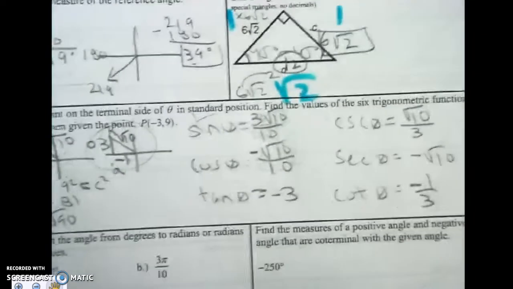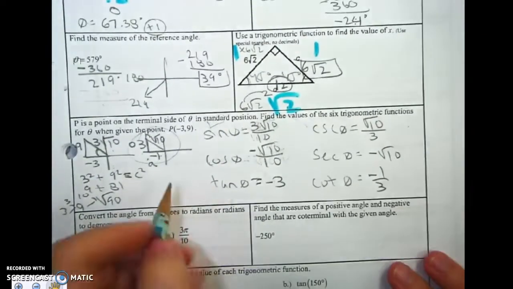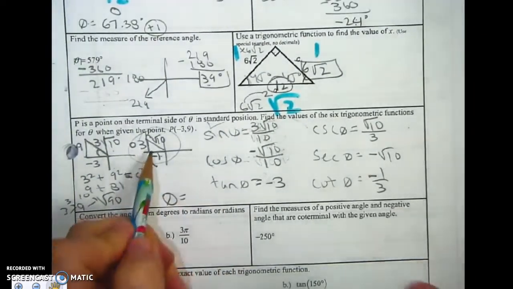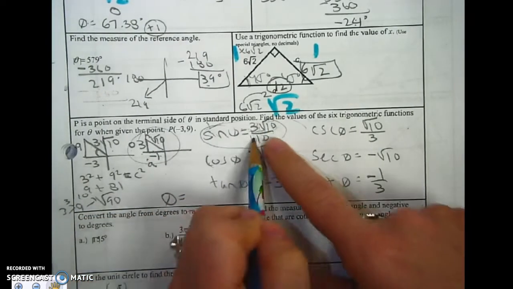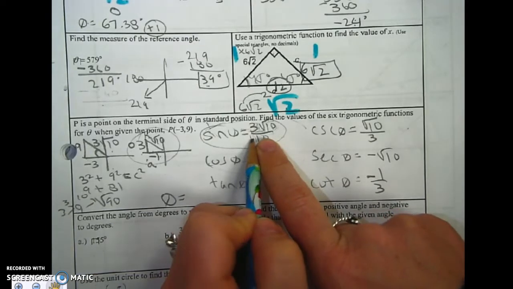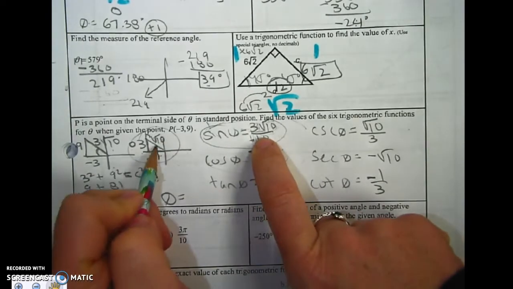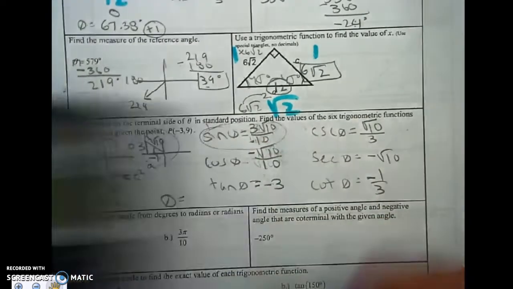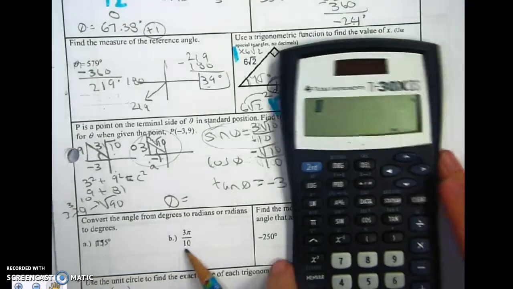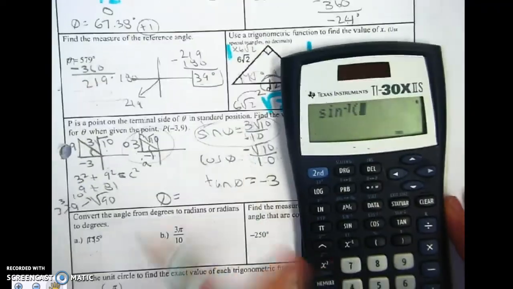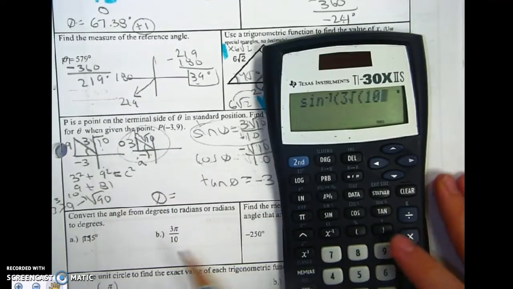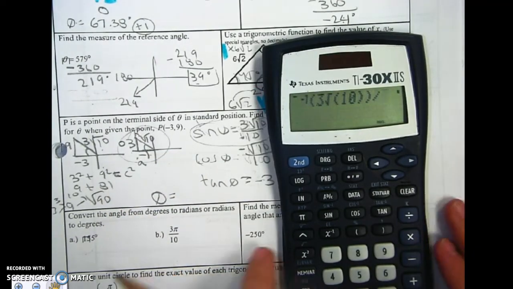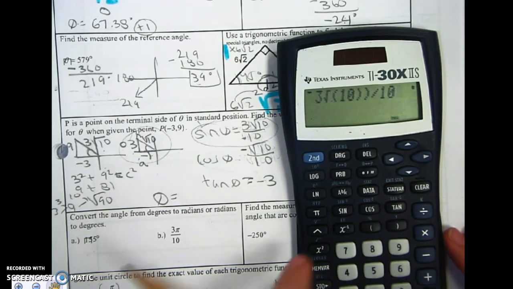The last thing I have to do is find theta. Well, I know theta is in the second quadrant. Here's the truth. This will give me the answer in the first quadrant. If it gives me the answer in the first quadrant, that means I'll find my reference angle. So let me just show you how to do all of them, okay? So inverse sine of 3 rad 10 divided by 10.